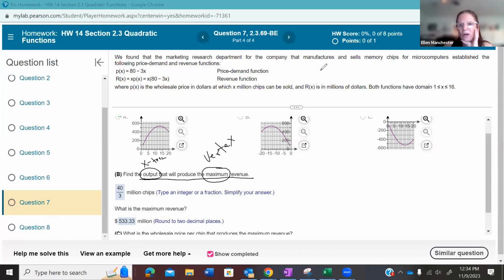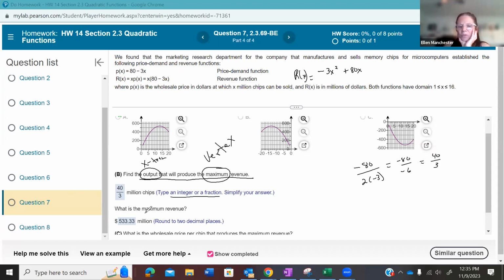So we go back to our revenue function, and we find our vertex. Negative b over 2 times a. So negative 80 over negative 6. So notice it says type an integer or a fraction. Integers are not decimals. Integers are either whole numbers or a fraction. So what they want is for you to leave it as a simplified fraction. That's where the 40 over 3 comes in.